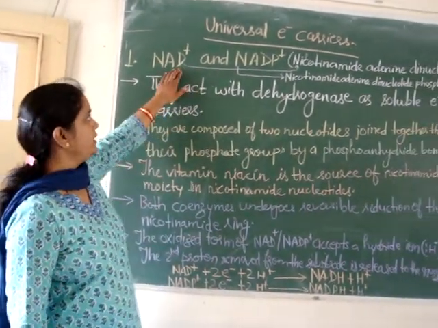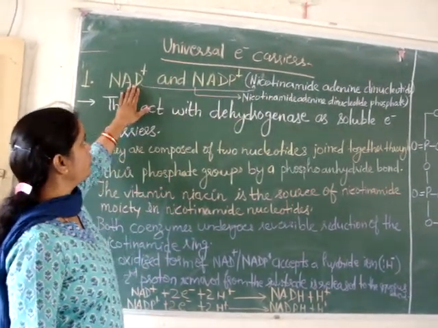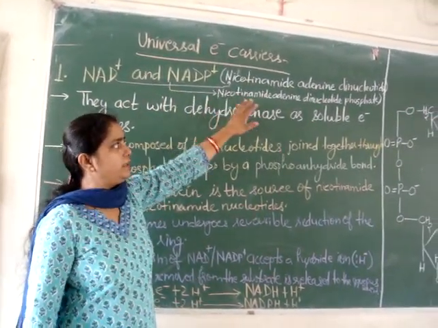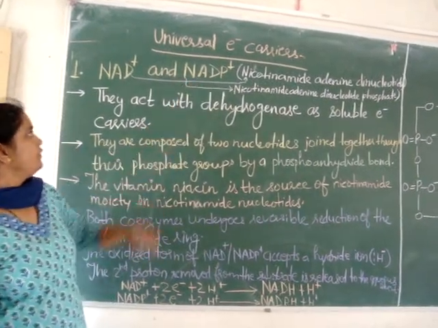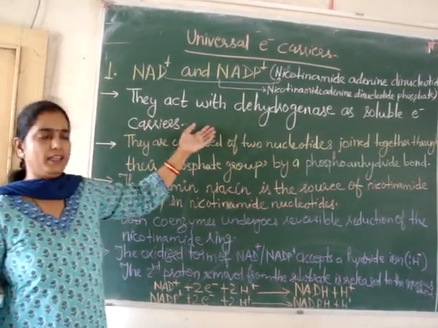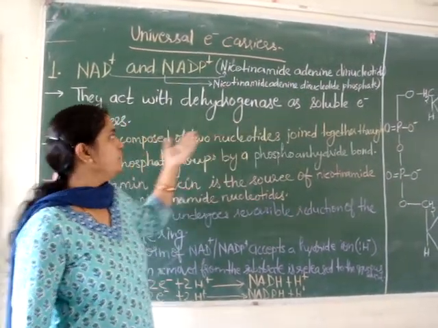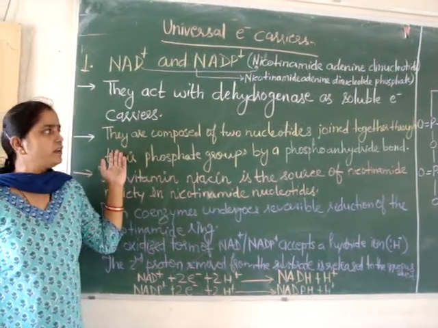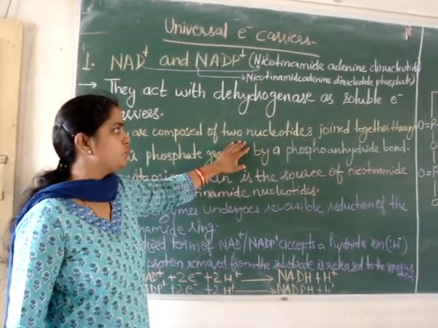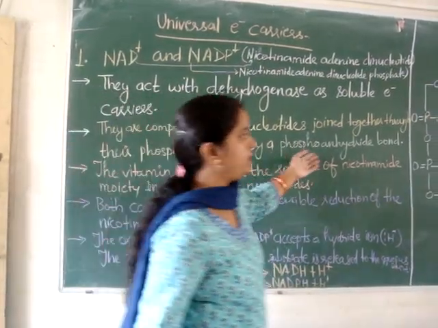The full names of NAD plus and NADP plus are nicotinamide adenine dinucleotide and nicotinamide adenine dinucleotide phosphate. Both these coenzymes act with dehydrogenases, also known as oxidoreductases, as soluble electron carriers. They are composed of two nucleotides joined together through their phosphate groups by a phosphoanhydride bond.